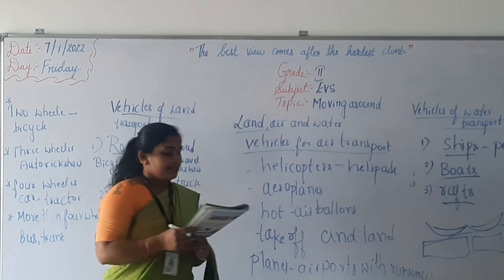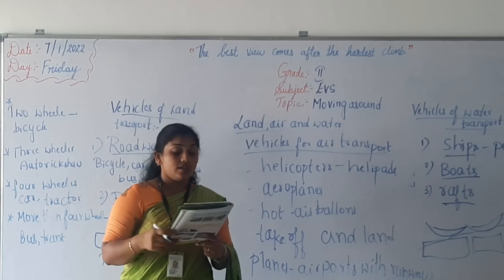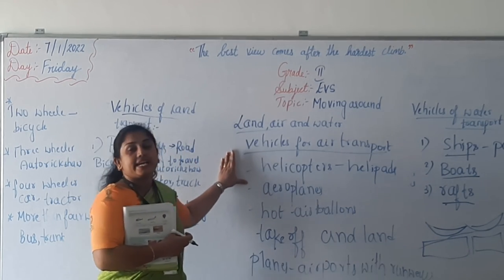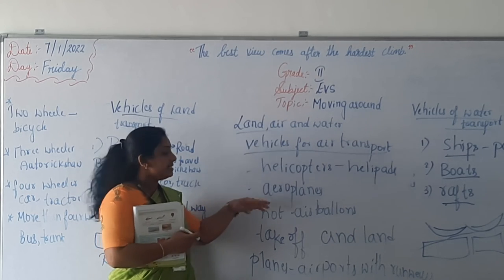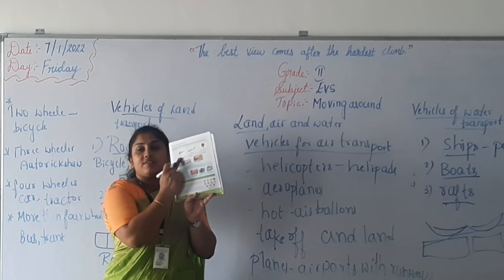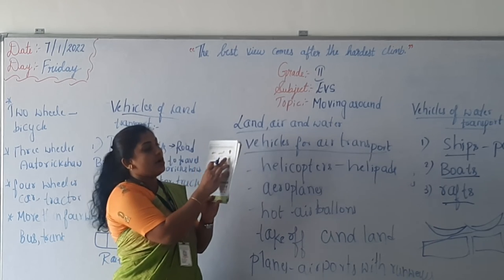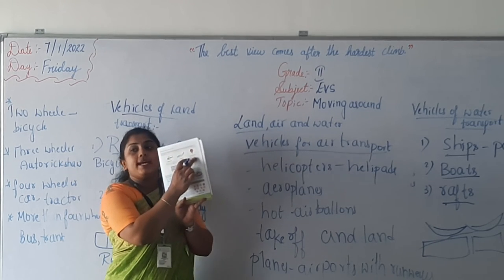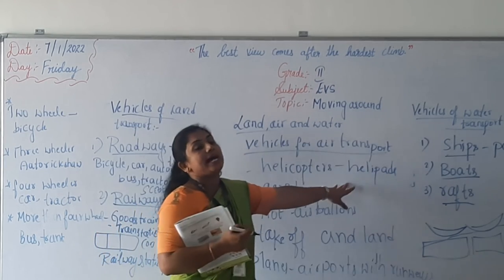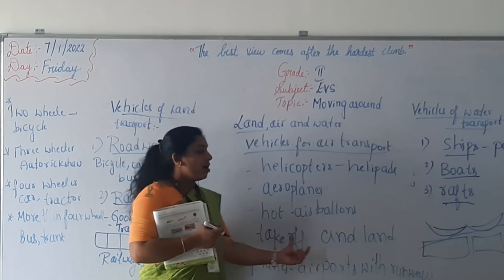So listen here, transport vehicles can be for public or private use. First we will learn about vehicles for air transport. Some of the vehicles for air transport are helicopters, aeroplanes or air balloons. You can see here, the helicopter will be like this. Aeroplane will be like this. Hot air balloon will be like this. So helicopters need what? Helipads.